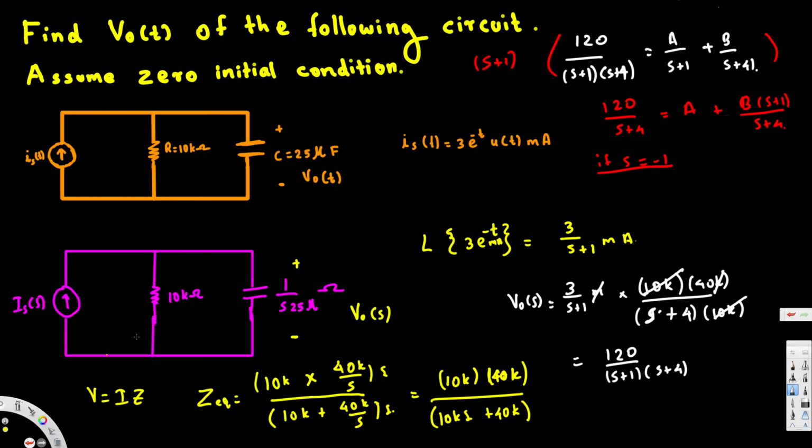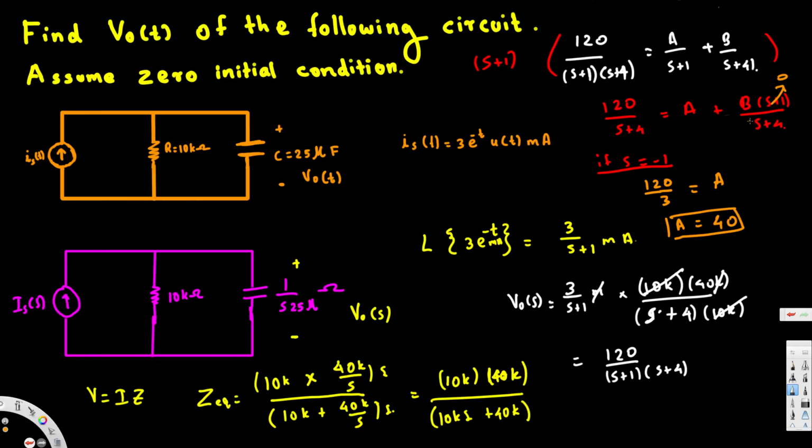Okay, so let's go ahead and do that. Here we are going to have A, and if s is negative 1, this becomes 120 over 3, equal to A, and the B term becomes 0, because negative 1 plus 1 is 0. So A is equal to 120 over 3, then A will become 40, right? So A is 40.